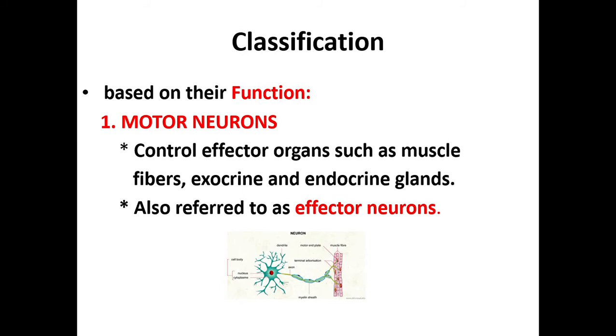The next classification of nerve cells is based on their function. Under this classification, we have the motor neurons. They control effector organs such as muscle fibers, exocrine, and endocrine glands. They cause contraction of the muscle, and for the glands, they cause secretion of substances. They are also referred to as effector neurons.